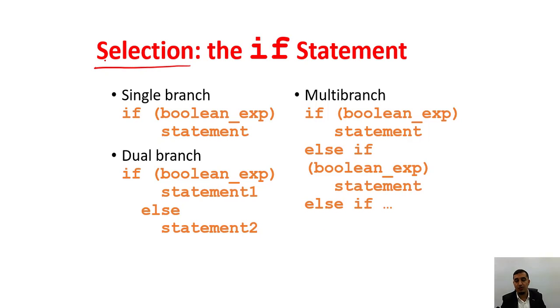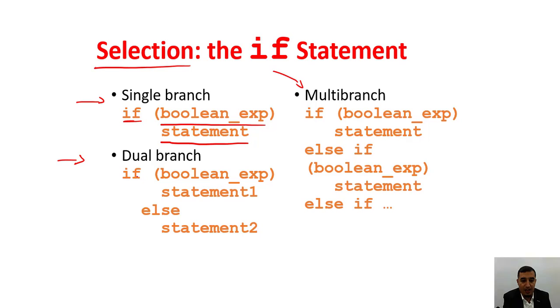So the if statement is a selection statement. Why selection? Because we choose between different paths. We have a single branch, a dual branch, or multiple branches. In a single branch, we have the if, then we have a Boolean expression which always evaluates to true or false. Then we have a statement.